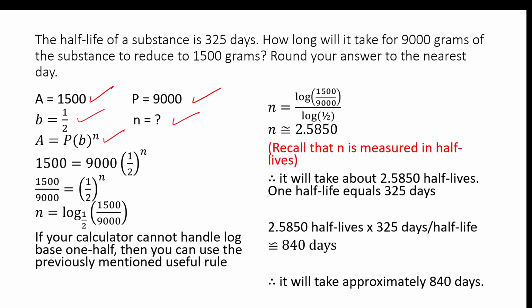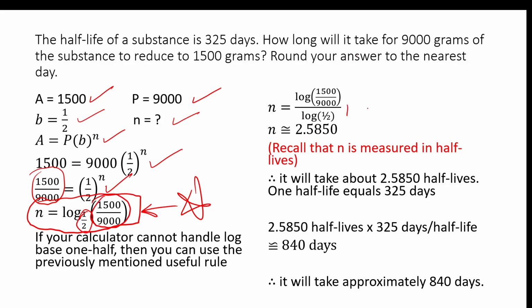We can say A equals P times B to the n, so 1,500 equals 9,000 times 1/2 to the exponent n. Dividing both sides by 9,000, we get 1,500 over 9,000 equals 1/2 to the n. So n will ultimately equal the log base 1/2 of 1,500 over 9,000. With a fancy calculator, you can press that straight in. With a not so fancy calculator, you can simply say it'll be the log of 1,500 over 9,000 divided by the log of 1/2. Either way you do it, you'll get that n is roughly 2.5850. Now, what that means is there have been roughly 2.5850 half-lives that have gone by.